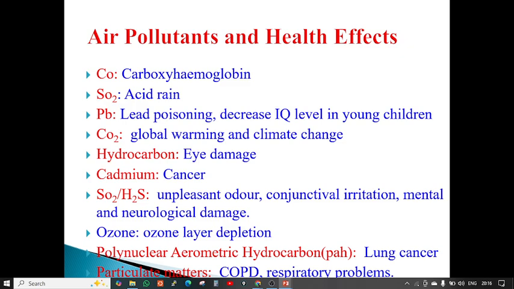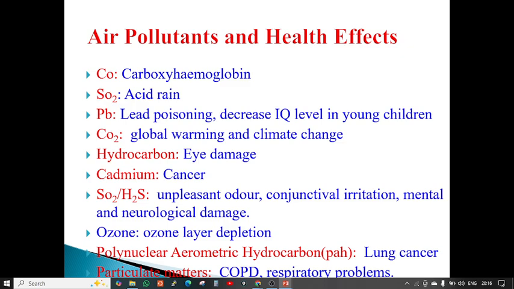Then carbon dioxide is obviously responsible for global warming and climate change. Then hydrocarbons are gases, mostly like methane, butane, propane, all of which are released to the atmosphere. It can seriously damage your eyes. Then cadmium is also one type of air pollutant. It can cause cancers.